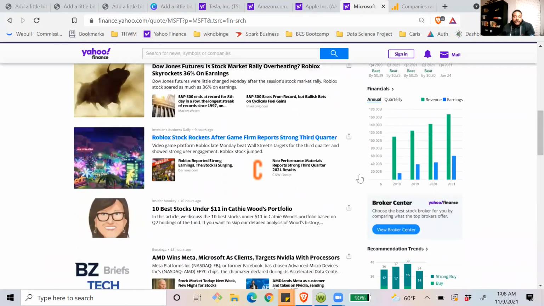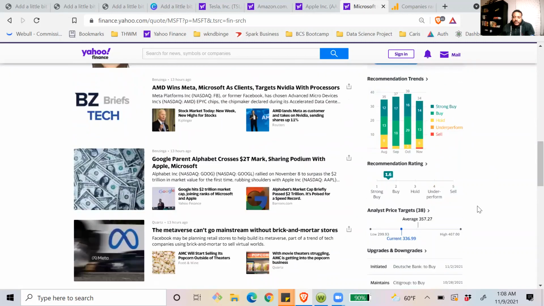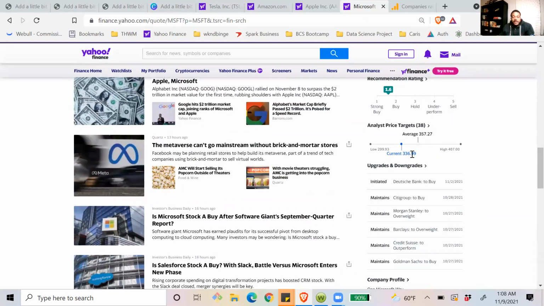If you scroll down a little bit more, you'll have more information like relevant news, financials, annually and quarterly, and recommended trends. You also have buy ratings based on analysts and the overall analyst price target. Out of 38 analysts, we currently have an average price target of 357.27, and the stock currently trades at 336. I don't want you to be beholden to what analysts think. In fact, I want to train you to think opposite to the analysts, and that means loving a stock when analysts hate it and learning to take some profit when everybody loves it.